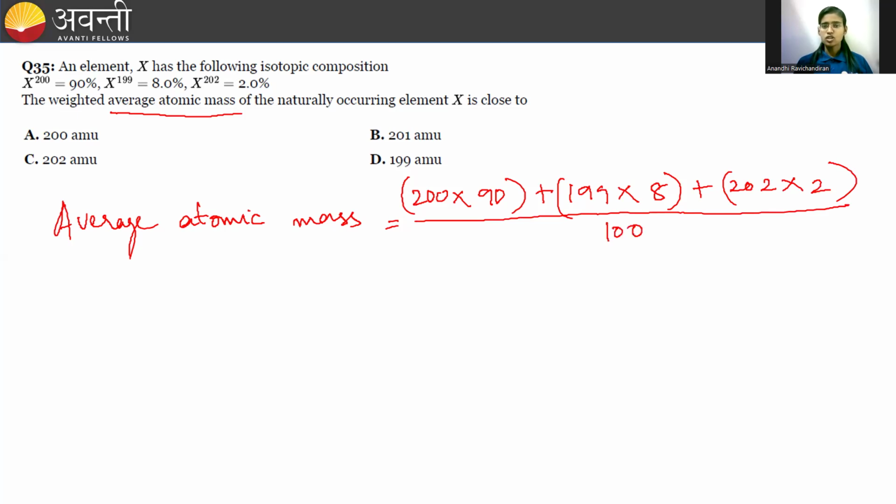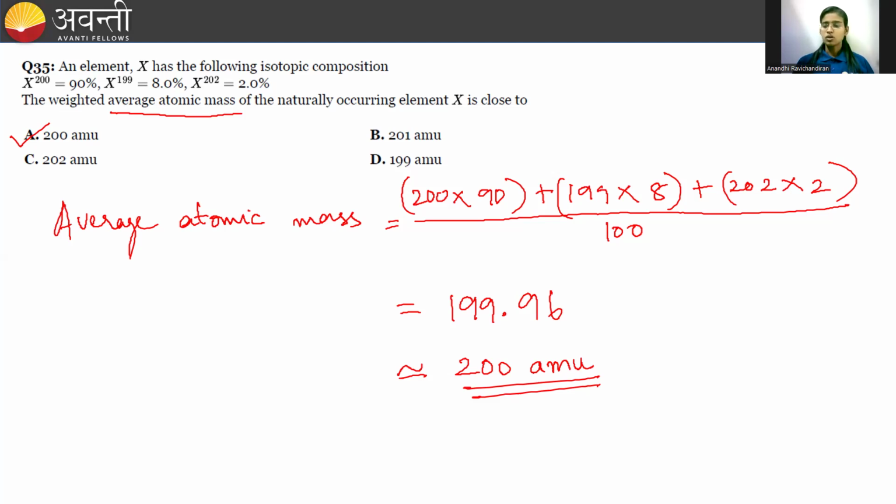Okay. So if we solve this question, we will get 199.96 as the answer and it is approximated to 200 AMU. Okay. So 200 AMU is given in option A. So option A is the correct answer for this question. Clear? So we just have to take the mass number and multiply that with the given composition and add all the isotopic values and divide by 100, and you will get the answer.